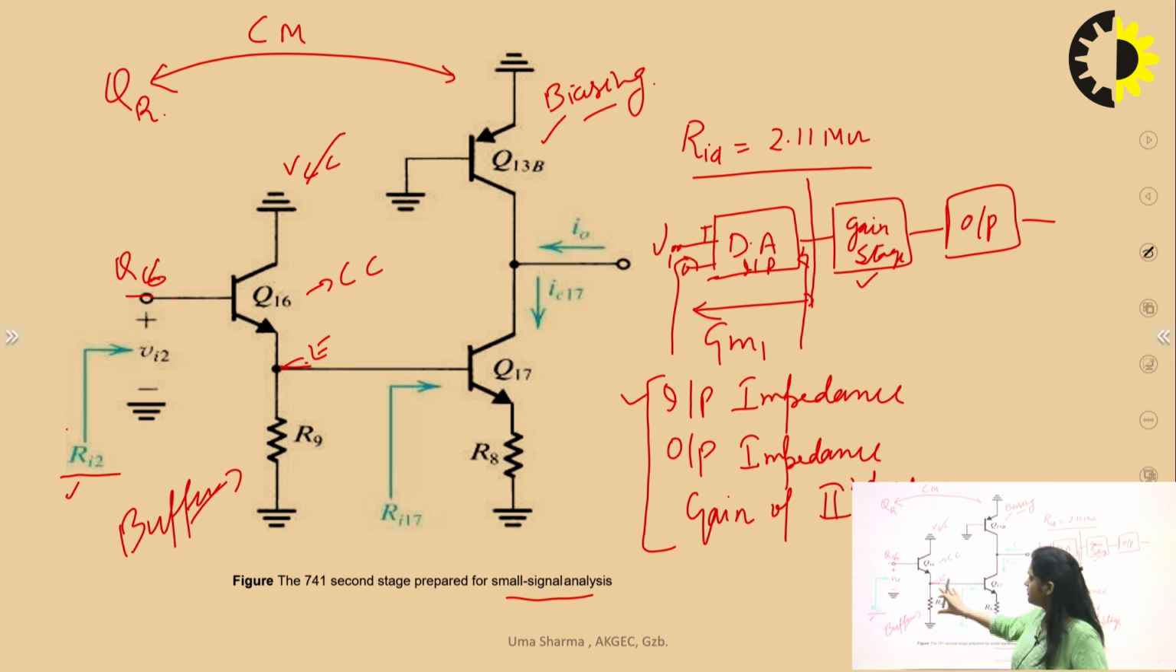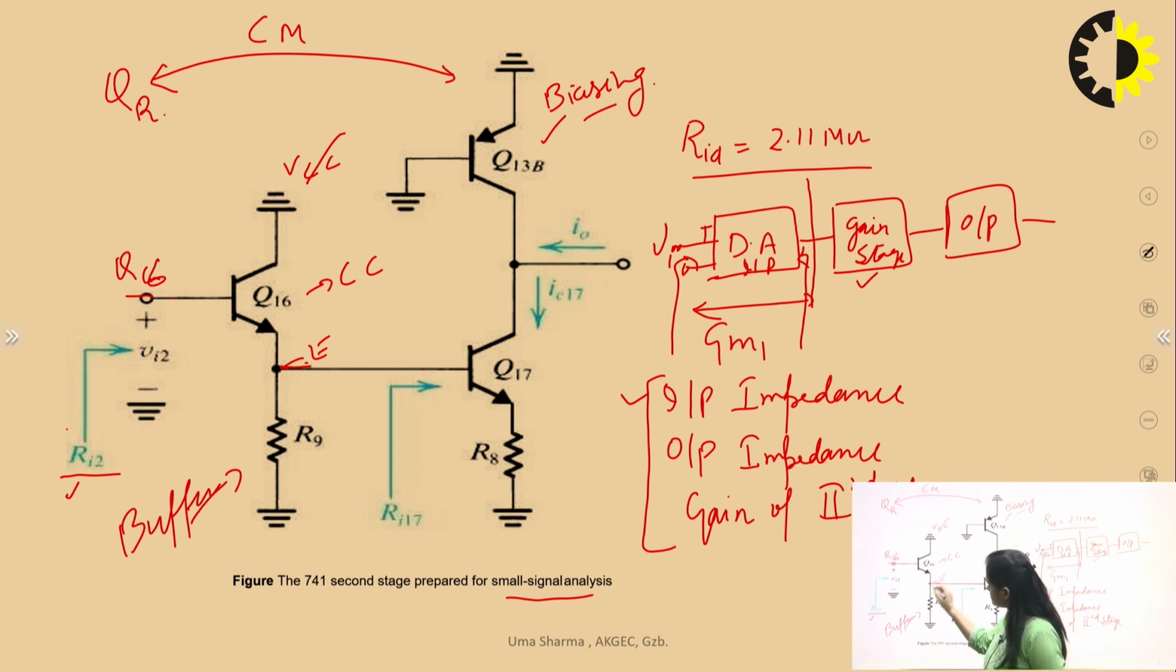But we don't know the value of the emitter resistance of Q16. So first we have to calculate the value of the emitter resistance of Q16. Now let's see how we can calculate it.